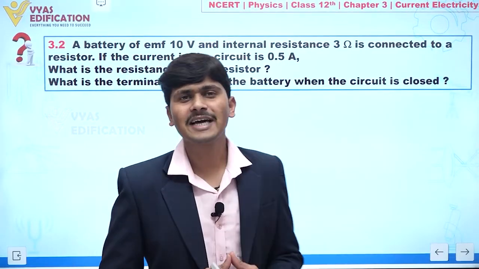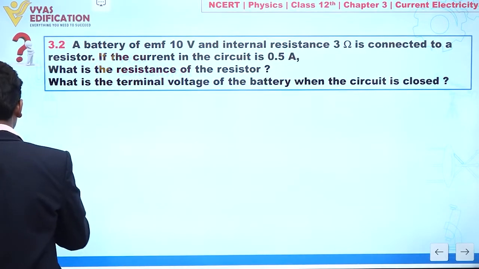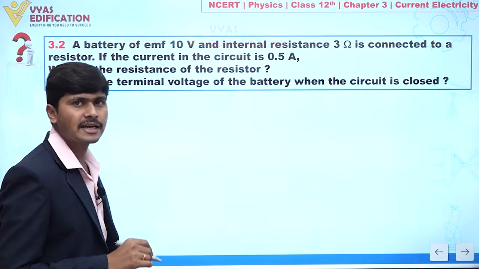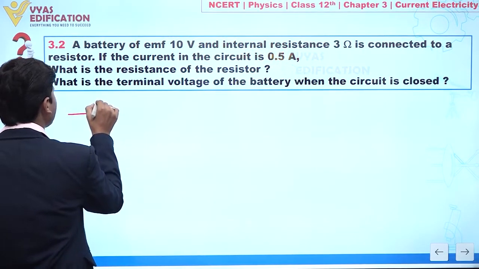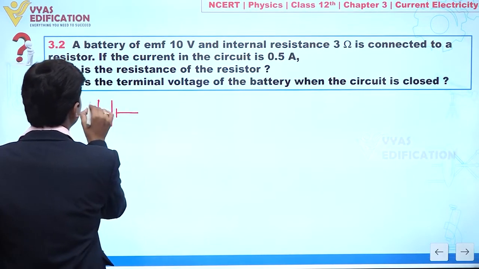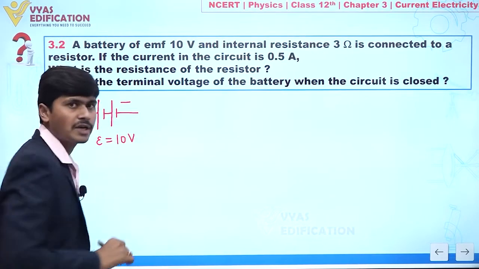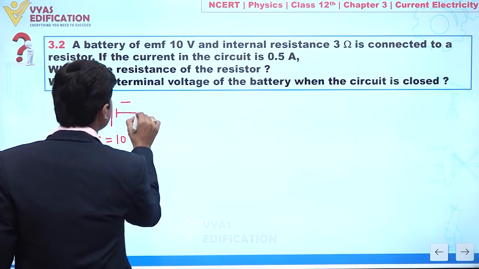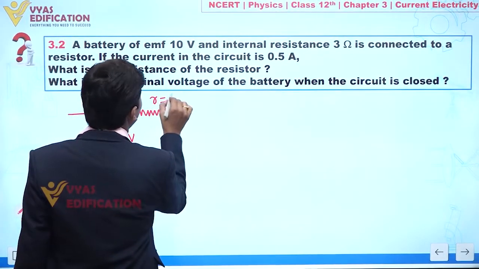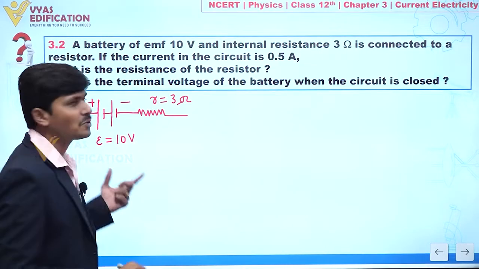So first let us try to draw this circuit diagram. We have a battery, and the battery has EMF 10 volt. Let's suppose this is a battery and the EMF value is given to you, this is 10 volt. Clear? And the value of internal resistance, this is given by r equal to 3 ohm. Clear? It is connected to a resistor.